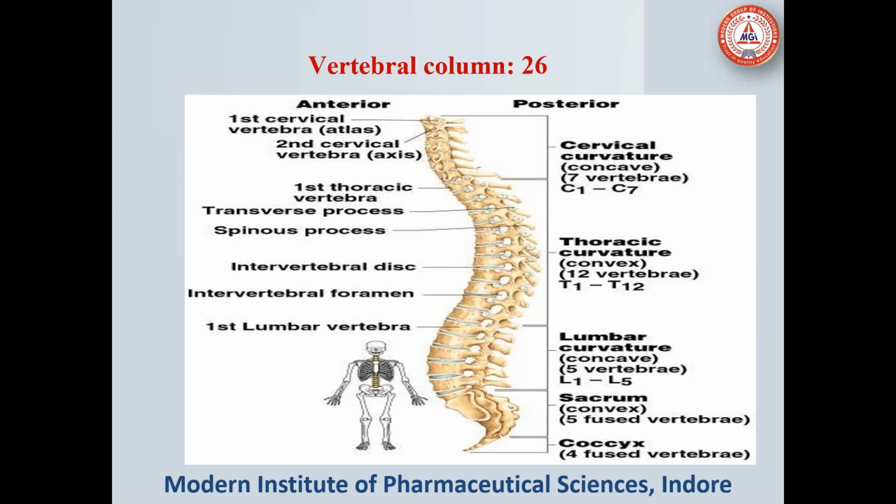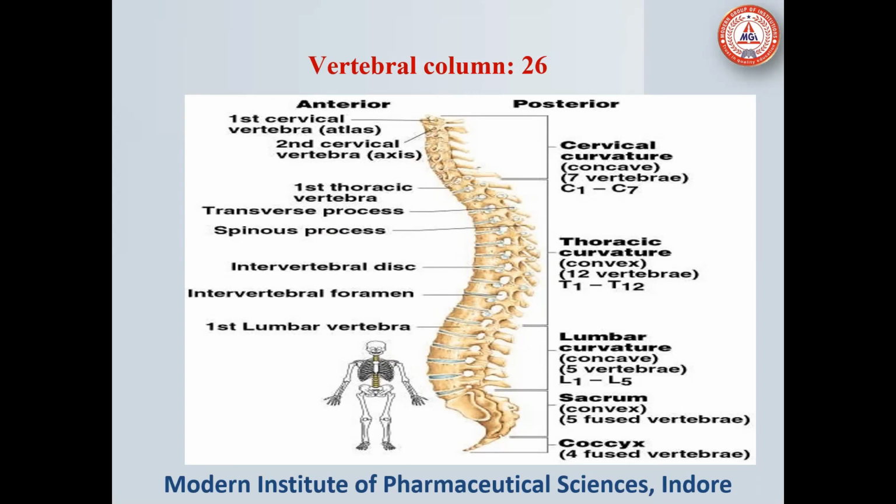The next one is the lumbar curvature, or lumbar spine, or lumbar vertebrae. These are the largest of the vertebrae because they have to support the weight of the upper body. They have substantial spinous processes for the attachment of the muscles of the lower back.